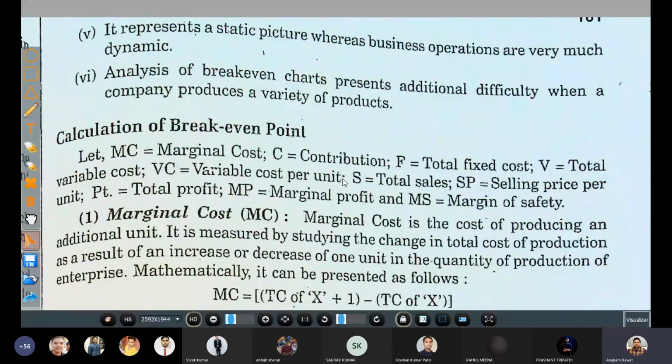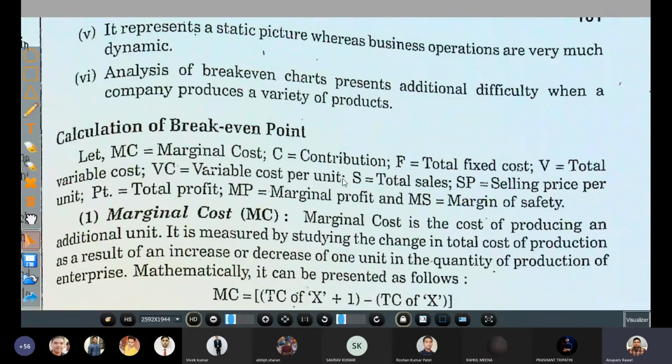The break-even chart only represents a static picture. Also, the analysis of the break-even chart presents additional difficulty when a company produces a variety of products. When there are multiple varieties of the product, it is very difficult to prepare a break-even chart for all types of products and represent all the things in a single chart. So at that time, the analysis of profitability becomes difficult.